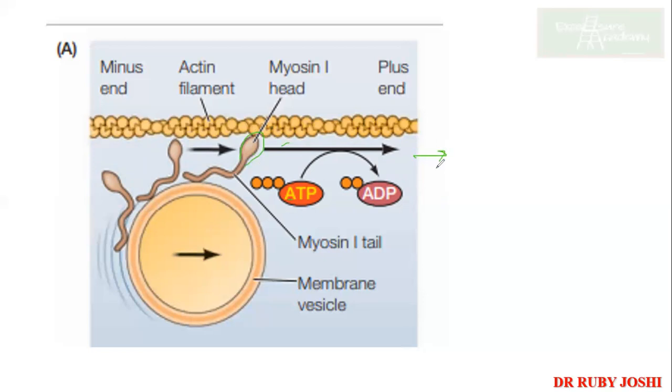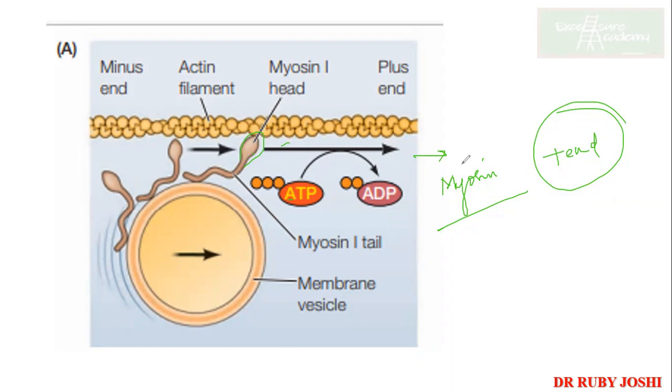Now, please remember, whenever this movement is happening, if the question is asked in which direction myosin moves, then the answer is plus end. Okay? Now, in the same way, kinesin, which is a microtubule motor protein, also walks towards the plus end, whereas dynein walks towards the minus end.